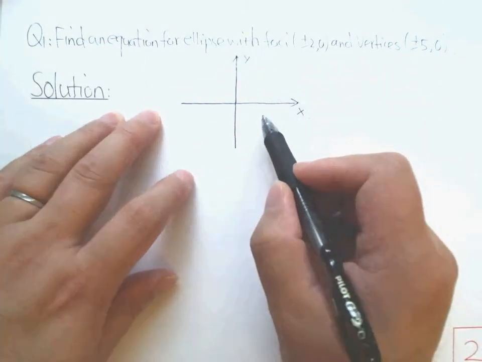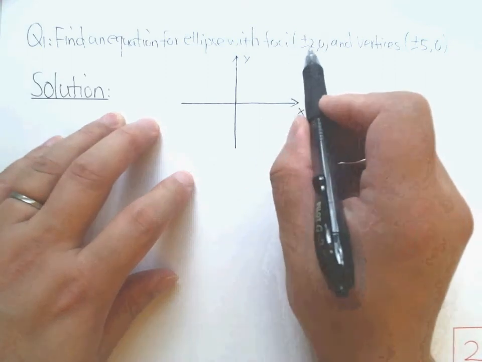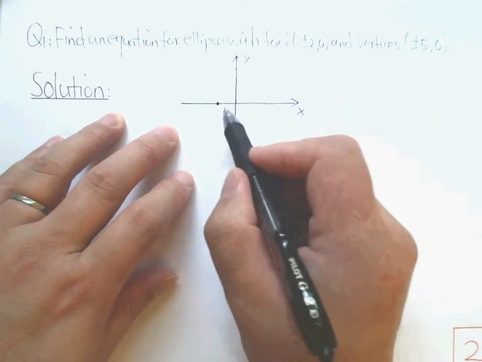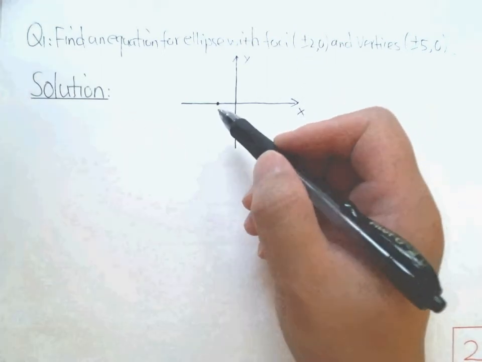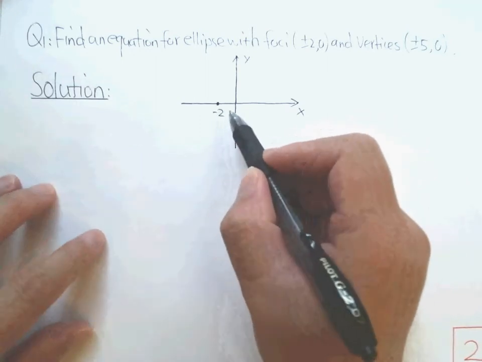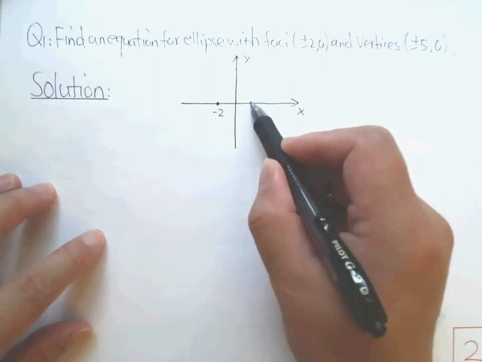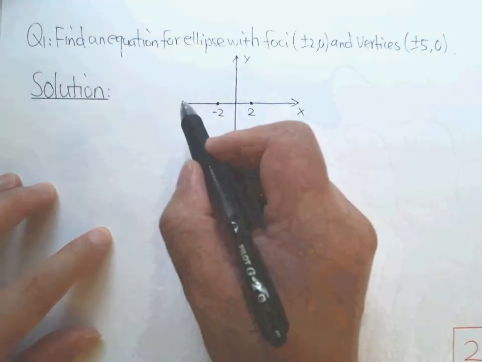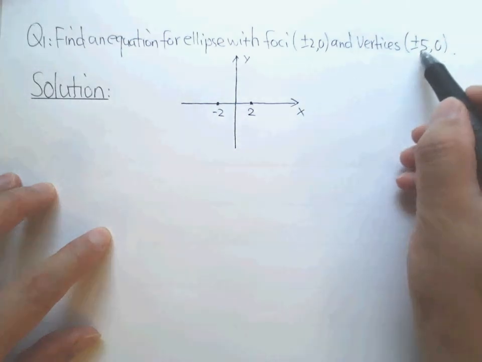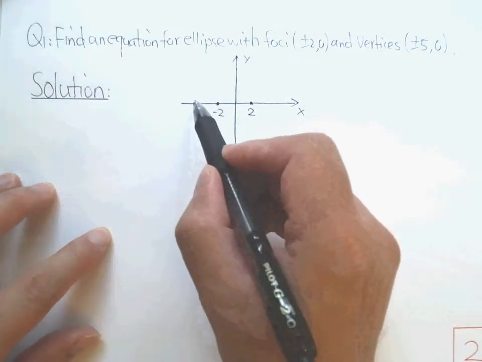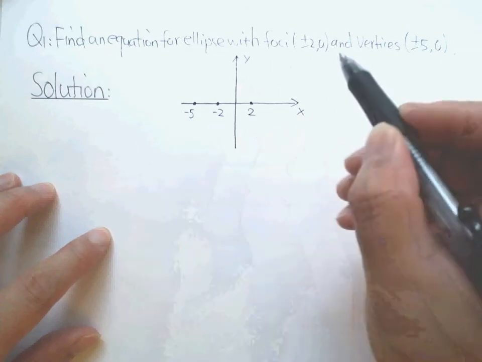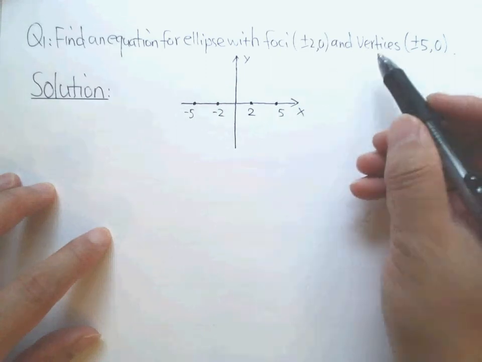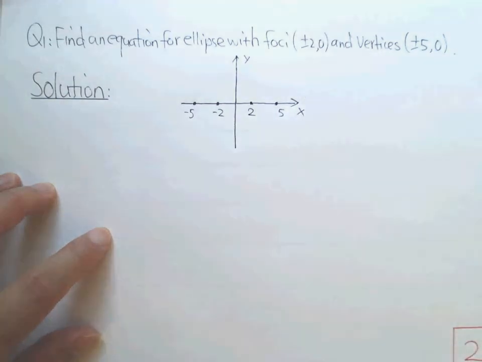Where the two foci are, I put negative 2 here, and this is the first. I put 2 here, the second. These are the two foci. The vertices are negative 5 and positive 5. Keep in mind that these are the x coordinates. So this is negative 5, and this is positive 5. That's all the information, right? Now you know what the graph looks like.